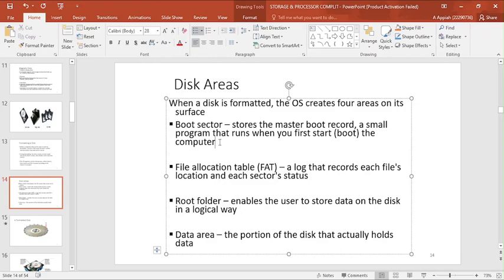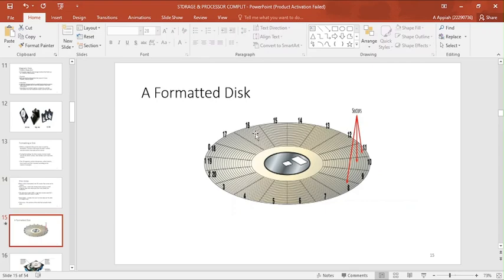Then the next one is the root folder, which enables the user to store data on a disk in a logical way. So we can create folders, subfolders, and so on and so forth. Then we have the data area. That is the actual portion on the disk where the data is stored. So there is a pictorial view of a formatted disk.